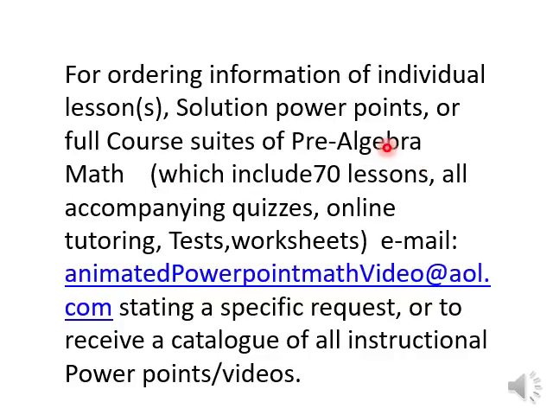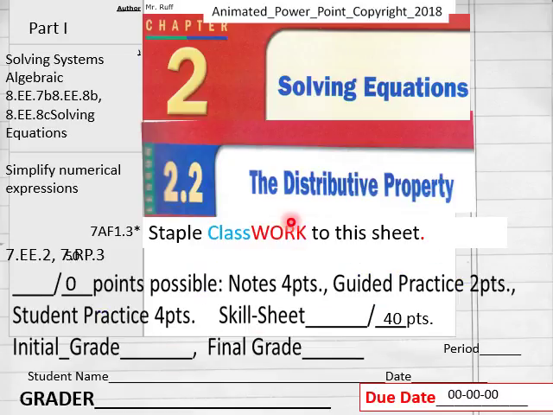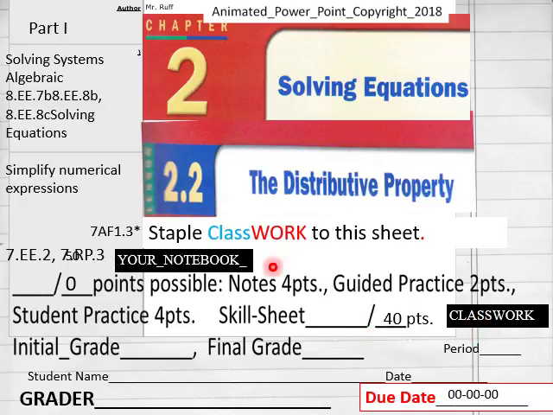Hello everybody, get ready to do lesson 2.2 of pre-algebra math, part 1. 2.2, the distributive property. We got a 40-point skill sheet today for classwork. No points for notebook taking today. Here are our standards and our objectives.